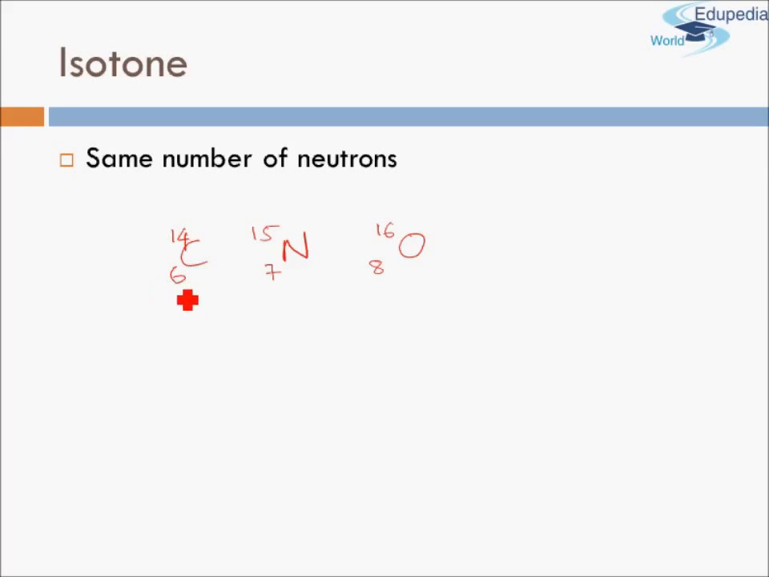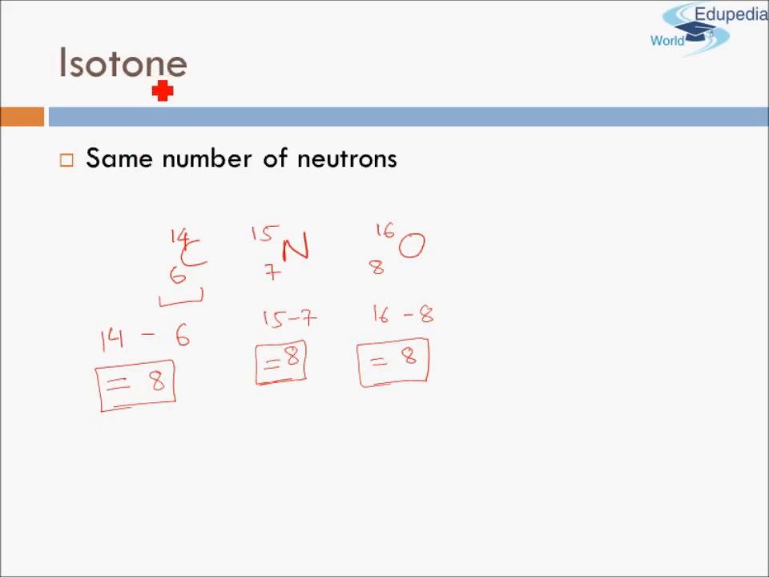So if you calculate the number of neutrons in each of these atoms, carbon will have 14 minus 6. 14 is the mass number, that is neutrons plus protons, and 6 is the atomic number, that is the number of protons. So 14 minus 6 will give me the number of neutrons, which is 8. Similarly, 15 minus 7 is again 8, and 16 minus 8 is also 8. So each of them has the same number of neutrons. Such species, or atoms of different elements having the same number of neutrons, are called isotones.